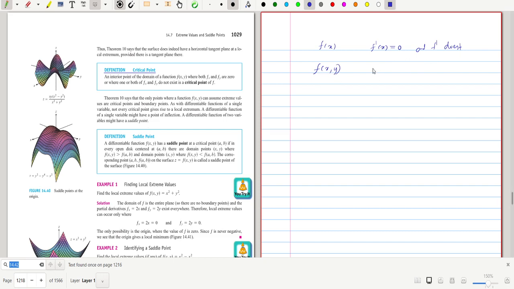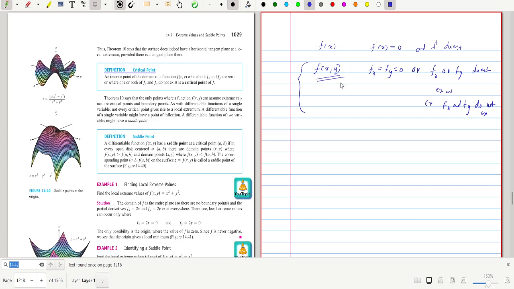The critical points of f of x y can be classified with fx equal to fy equal to 0, or fx or fy does not exist, or fx and fy do not exist. These classify the critical points of f of x y.